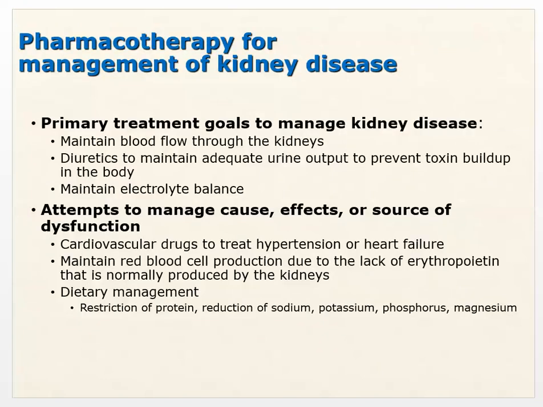Okay, so pharmacotherapy for management of kidney disease. So you have a kidney disease, and the kidney is not producing enough urine or something like that. So the primary treatment goal is to maintain the blood flow to and through the kidneys. Okay, so you want to make sure that they're getting blood. So you have perfusion plus you have urine production that way.